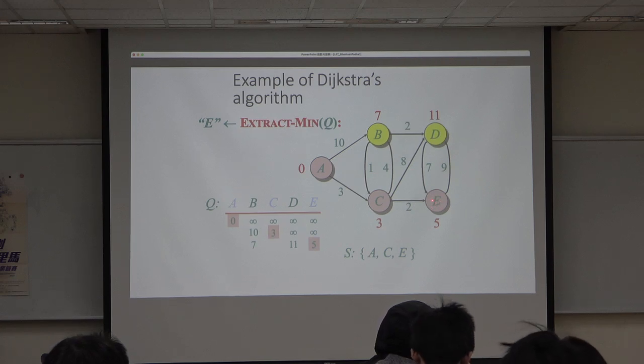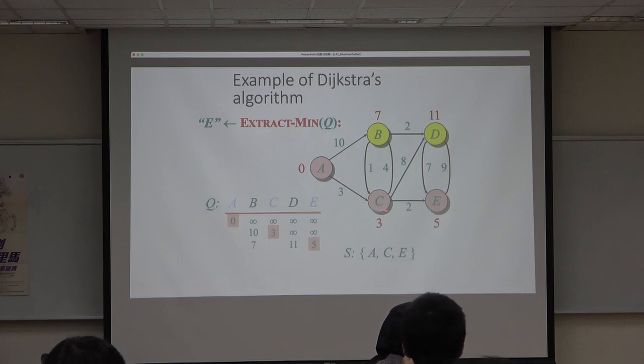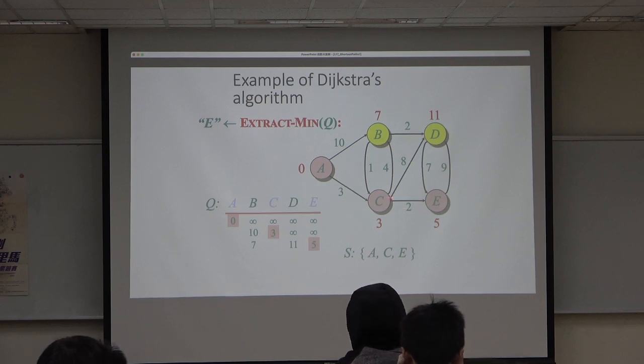E's parent is the previous node. The shortest path from A to E. The previous hop to E would be C. Okay, because E is updated by C, right?